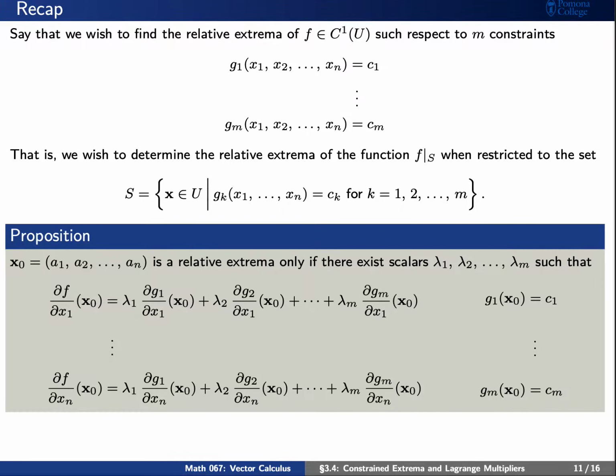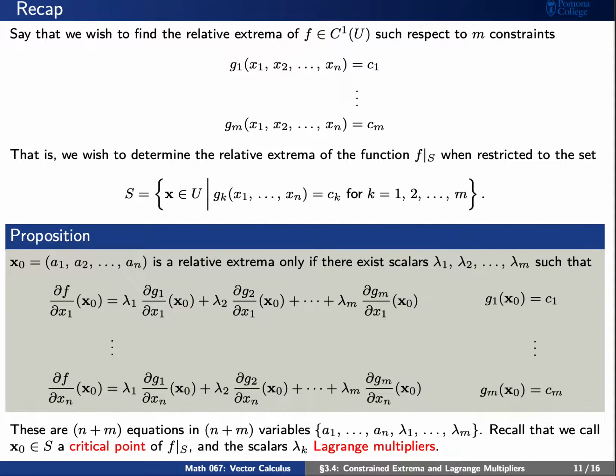What we like to do is find the relative extrema with respect to these m constraints. And the method of Lagrange multipliers says that we have the following system of equations. The partial of f with respect to x1 must be some scalar lambda 1 times the partial of g1 with respect to x1, plus some scalar lambda 2 times the partial of g2 with respect to x1, and so forth. In other words, we have n plus m equations and n plus m variables.